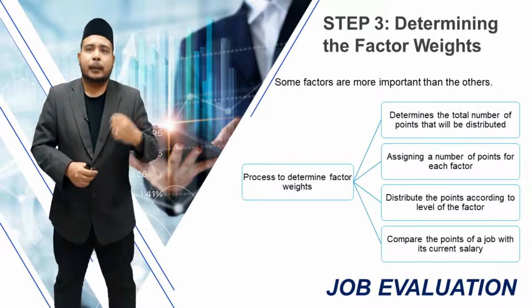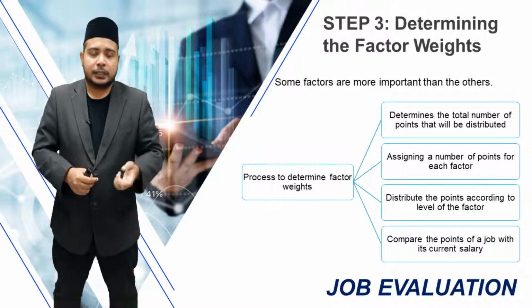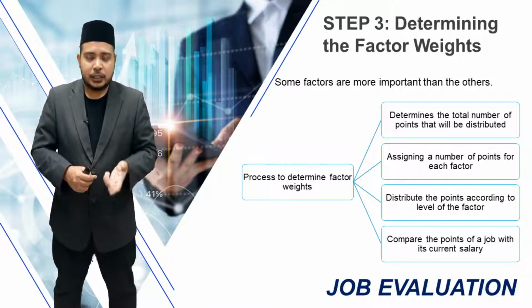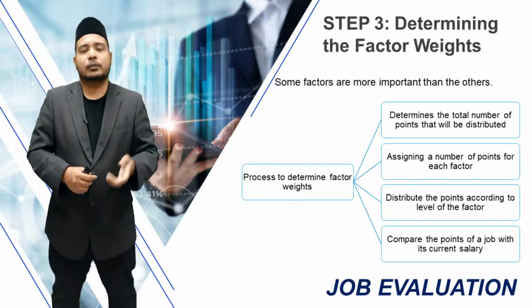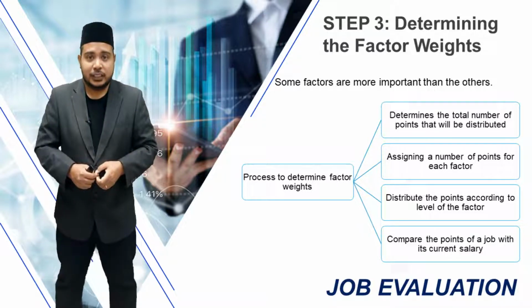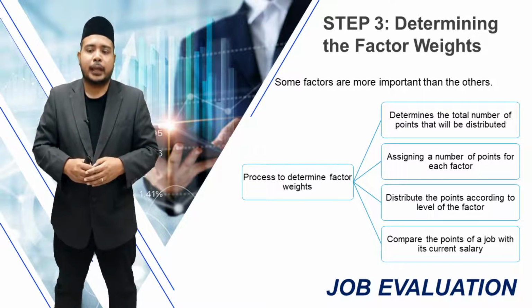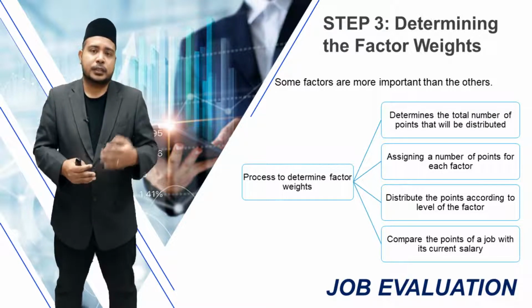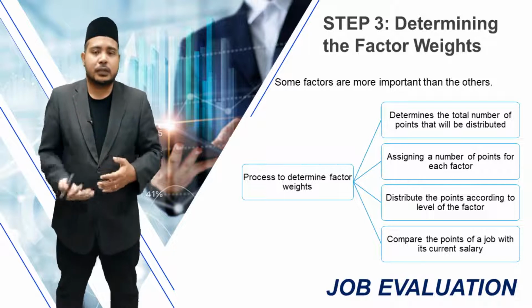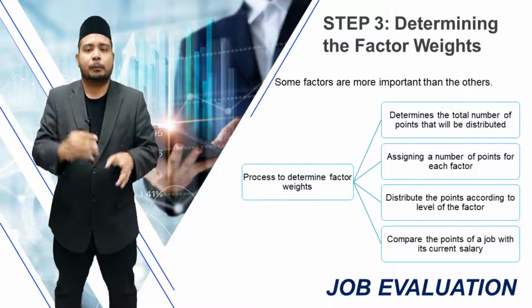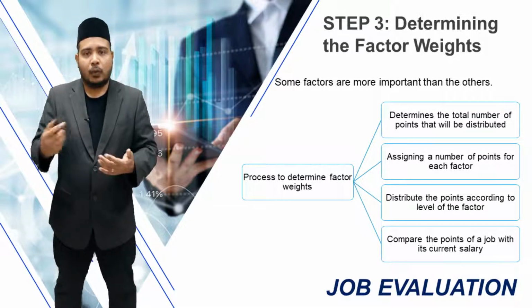Say for example, 30% if the person has a PhD, 25% if the person has a master's degree, and only 15% if the person has a bachelor's degree. So it's different according to the levels as well. And lastly, compare the points of a job with its current salary. So say for example, lecturers get like 5,000, 6,000, 7,000, and when the job evaluation process is done, they compare whether we are underpaid or overpaid.